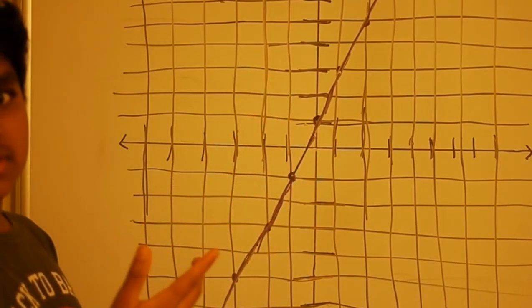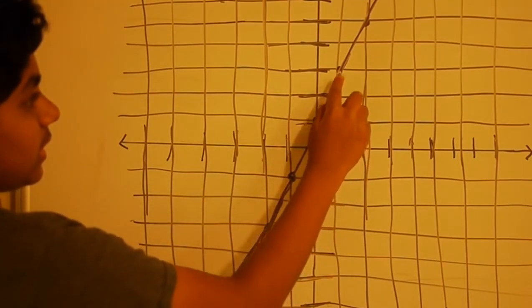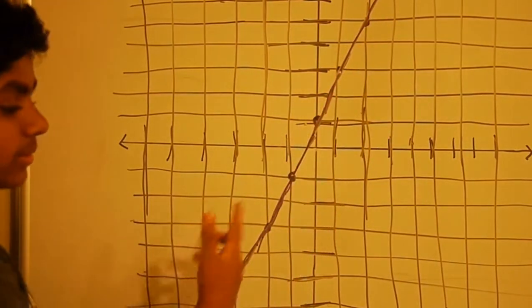Now, to make sure that's consistent with everything else, we can check. When it moves over from 0 to 1, it goes up 2 units. When it moves from 1 to 2, it goes up 2 units. And so on and so forth.